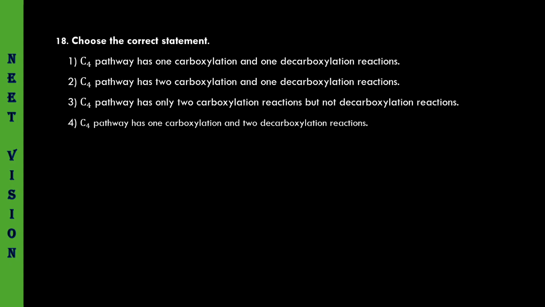C4 pathway has two carboxylation and one decarboxylation reaction. It is true. This is a correct statement. Two carboxylation, one in mesophyll cells, another one in bundle sheath cells. One decarboxylation in bundle sheath cells. Second option is the correct one. Third one: C4 pathway has only two carboxylation reactions, but not decarboxylation reactions. Yes, it has got decarboxylation reaction too. Third option is wrong. C4 pathway has one carboxylation and two decarboxylation. Wrong. It has one decarboxylation, two carboxylation reactions. So the second option must be the correct one.